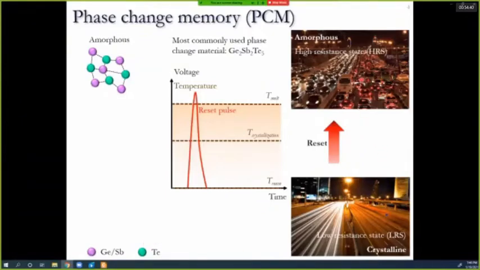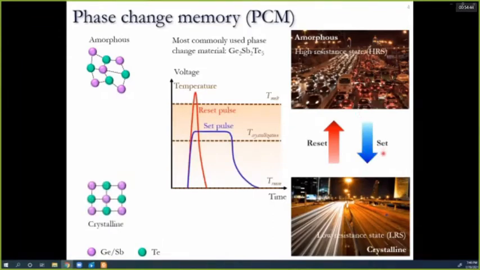Now, when we want to go from the high resistance state to the low resistance state, or when we want to set the cell, we apply a set pulse. In this set electrical pulse, we have a lower amplitude as compared to the reset pulse. Also, in the set pulse, we have a longer fall time, and during this fall time, the disordered atoms in the amorphous state get enough time to get into their ordered structure, the crystalline structure. In the crystalline state, we have low resistance because of this ordered crystalline lattice. One thing to notice here is that during the set pulse, the phase change material does not have to melt, but the material temperature should exceed a level known as the crystallization temperature.